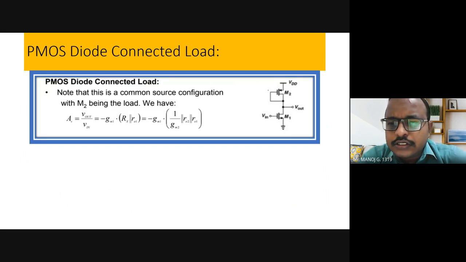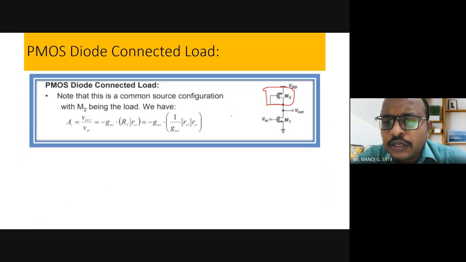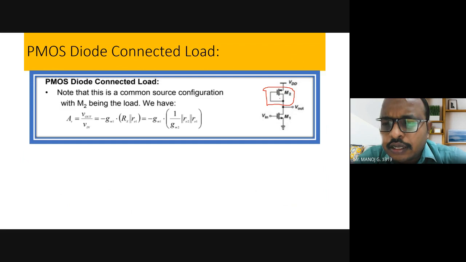This is the resistance. This is the place where you draw your resistance, right? Instead of that, you draw the diode. So instead of the resistance, you are drawing the diode. The diode is nothing but this PMOS. They are just replacing it over here. Is that clear, all of you?